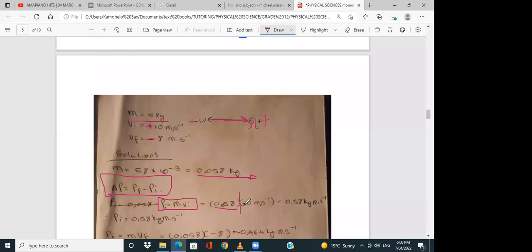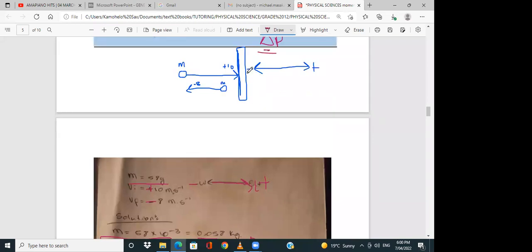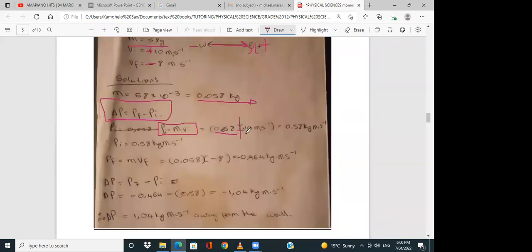Our velocity, because it was going towards the wall, is a positive 10 meters per second. Punching that into your calculator, you're going to have 0.58 kilograms meters per second. Do not, I repeat, do not forget to include your SI unit right there.